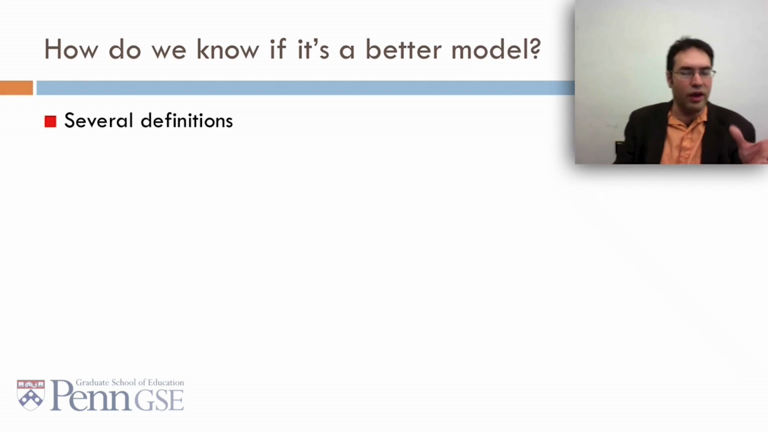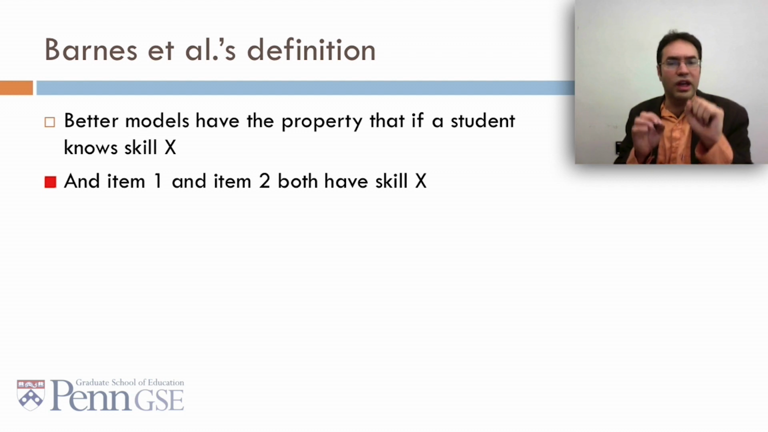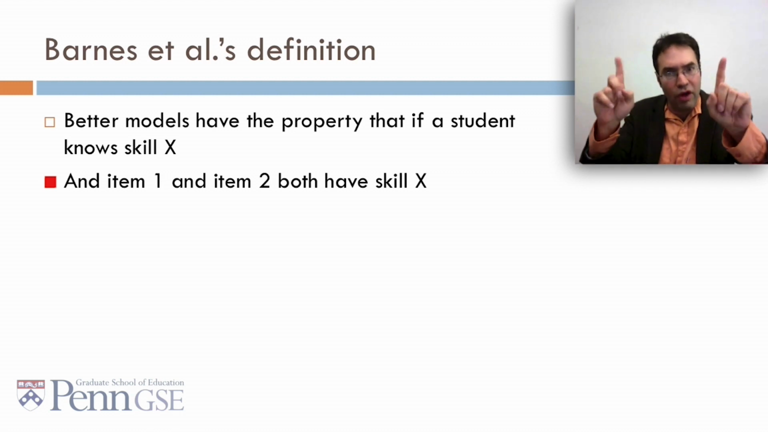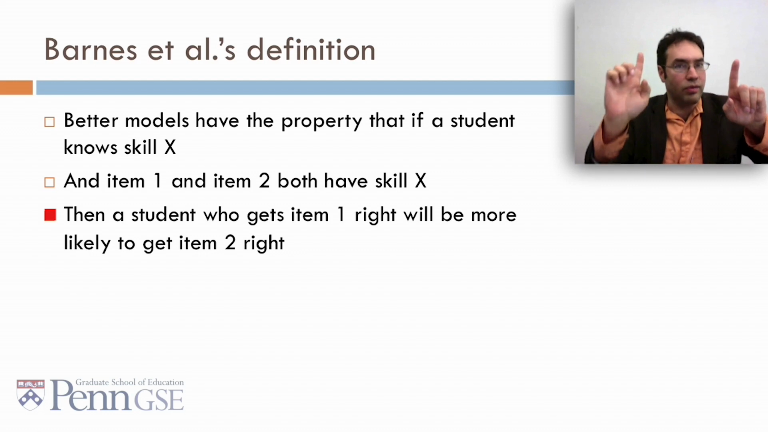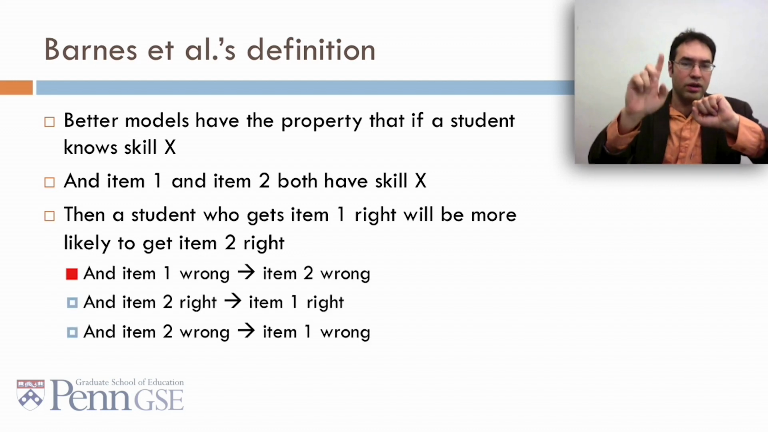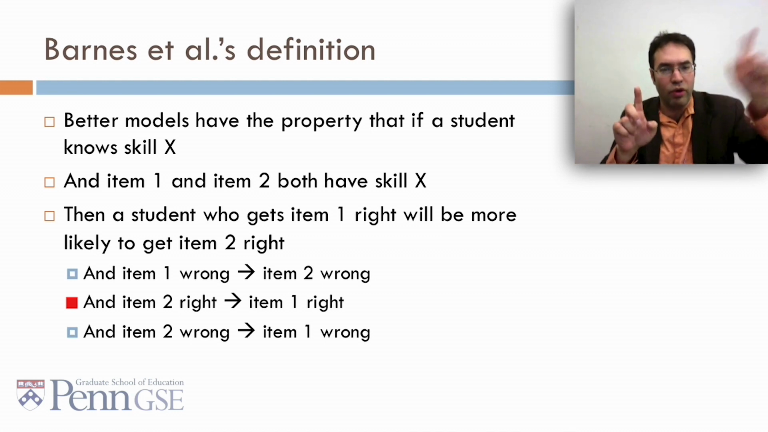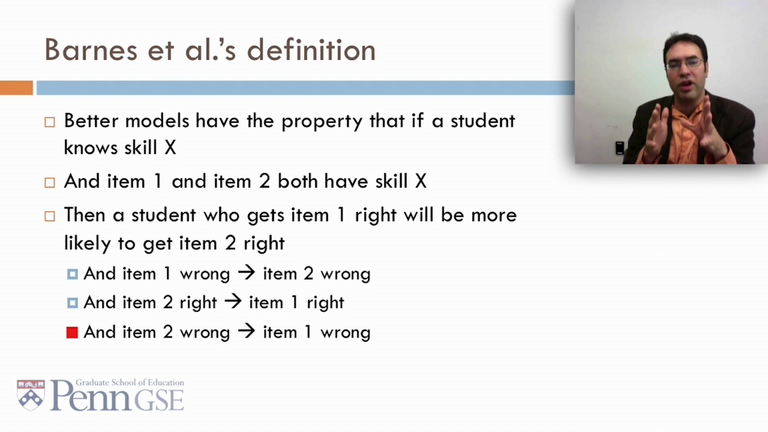So how do we know if it's a better model? I kind of left that vague, right? There's several different definitions. The definition that Barnes and colleagues use is that a better model has the property that if a student knows skill X and item 1 and item 2 both involve skill X, then a student who gets item 1 right is going to be more likely to get item 2 right. And if a student gets item 1 wrong, they'll get item 2 wrong. And if they get item 2 right, they'll get item 1 right. And if they get item 2 wrong, they'll get item 1 wrong. So in other words, performance on 2 items that involve the same skill should be connected.